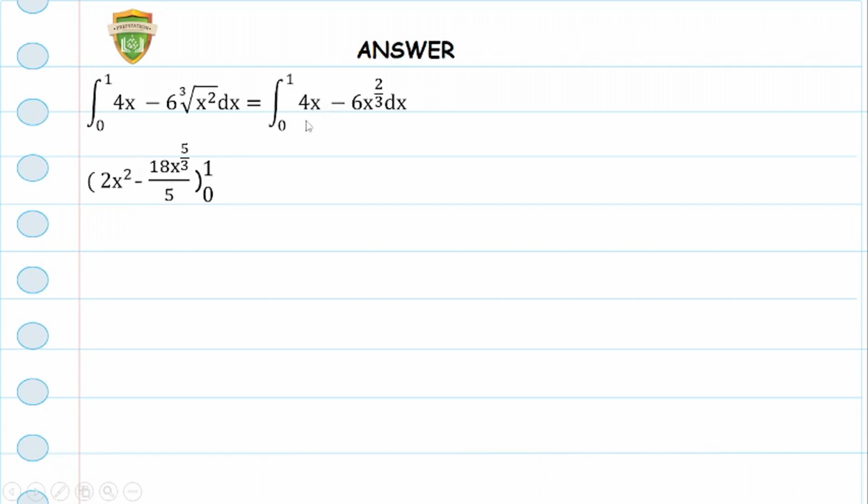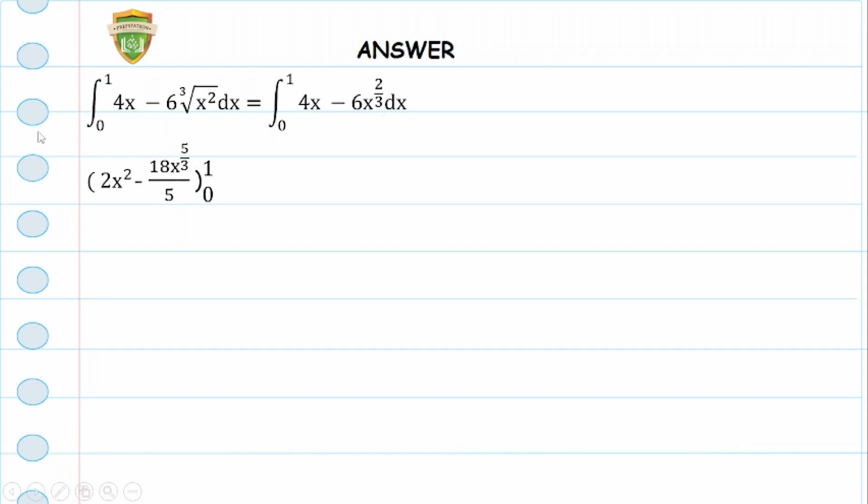And then we divide by the new power, which we just got. So we divide by 2. When we divide by 2, the 2 cancels out from this 4, leaving us with 2. So that is how 4x becomes 2x squared. Now for this other side, it is the same thing. When you add 1 to 2 over 3, you get 5 over 3, hence this 5 over 3. And then you divide by 5 over 3. Since you are dividing by 5 over 3, 3 goes up, multiplies the 6, becomes 18, and the 5 is down.